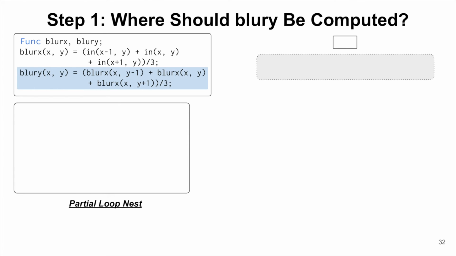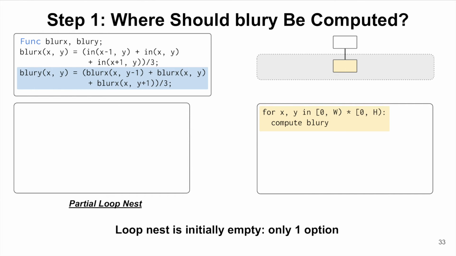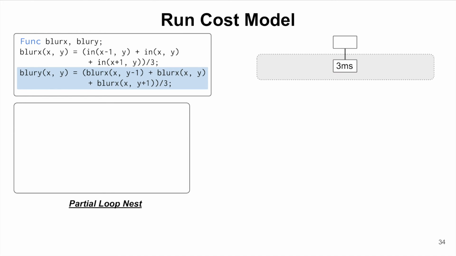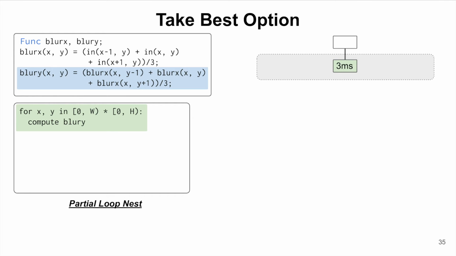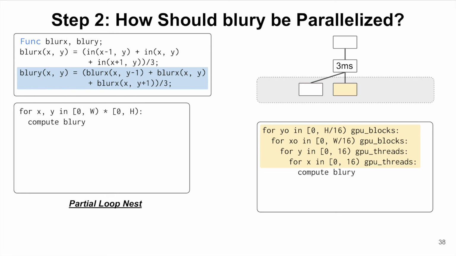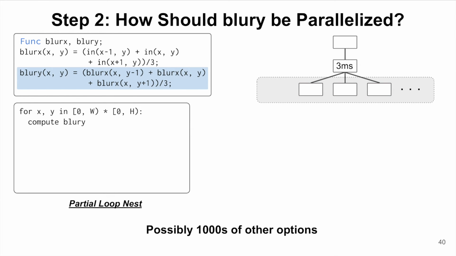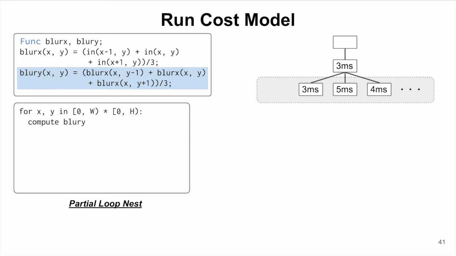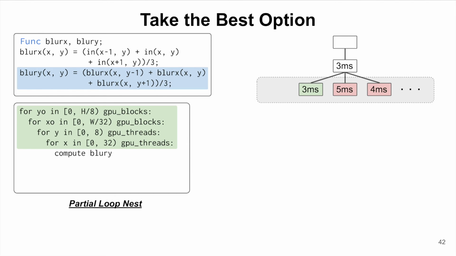And since the partial loop nest is empty, there is only one option, which is to create a new loop nest that will compute blur y. So our search tree will generate a single new node. At this point, we run the cost model to predict the runtime of the new option, and then we select the best one. The second step is, how should blur y be parallelized? This will produce potentially thousands of options for different tilings of the block and thread loops. We run the cost model again and take the best option. At this point, blur y is fully scheduled.